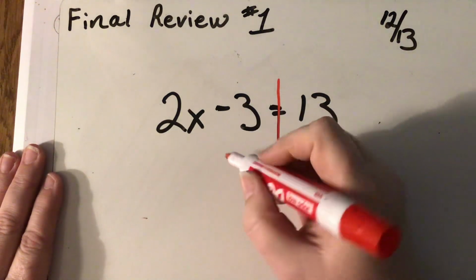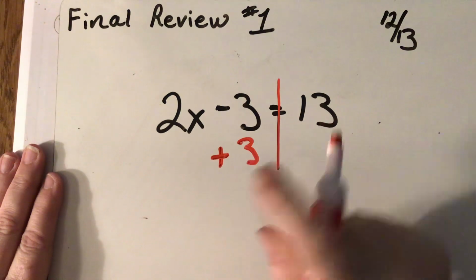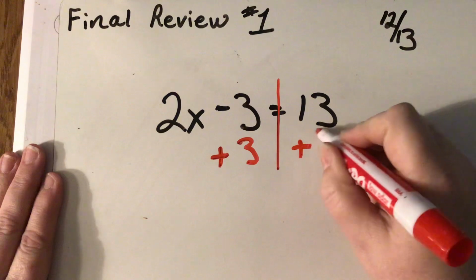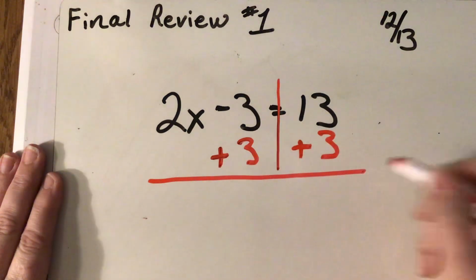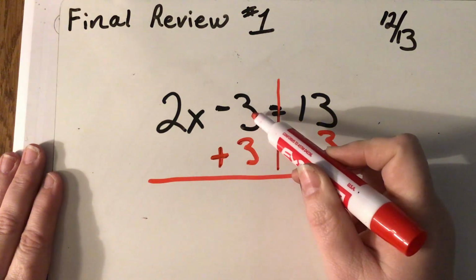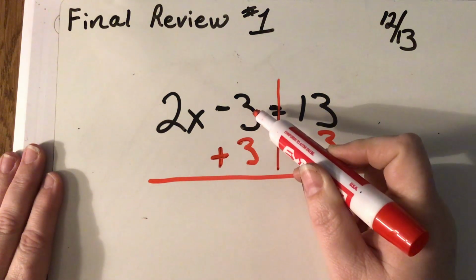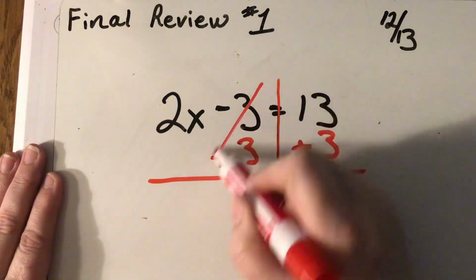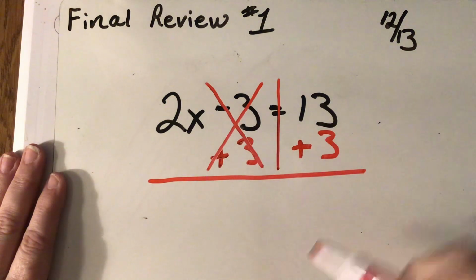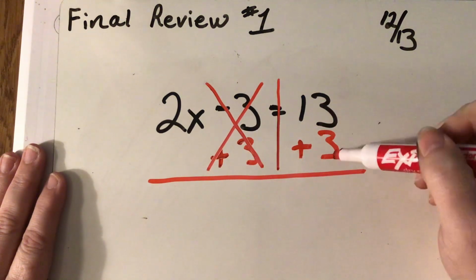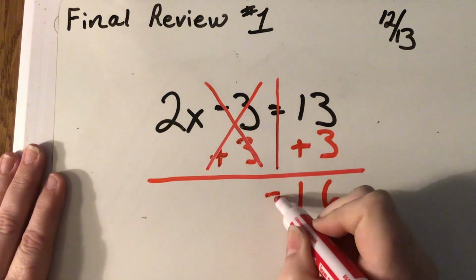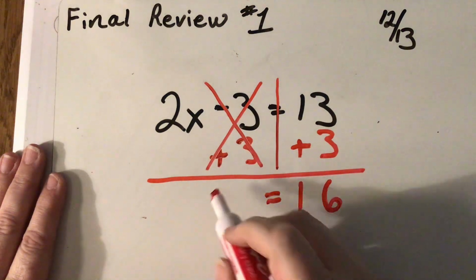It's plus. Plus 3. Whatever I do to this side, I have to do to this side. Plus 3. Okay, what do we have? If I owe somebody $3, and then I give them their $3, I don't owe them anything anymore. So that goes away. And then over here, 13 plus 3. 3 plus 3 is 6. Equal sign. And then I have my 2x, that's the left.